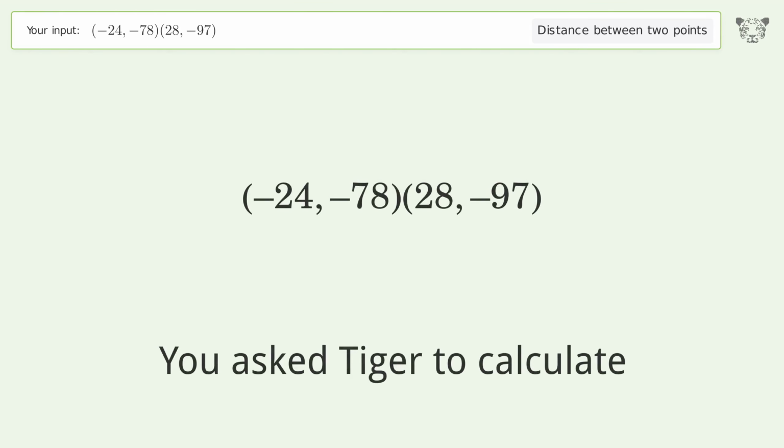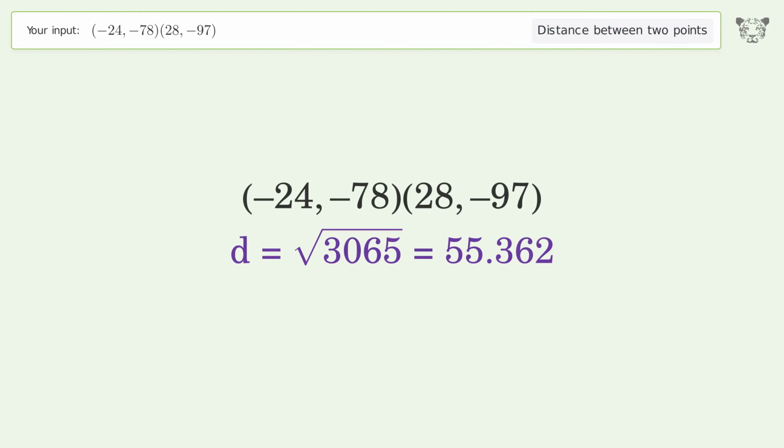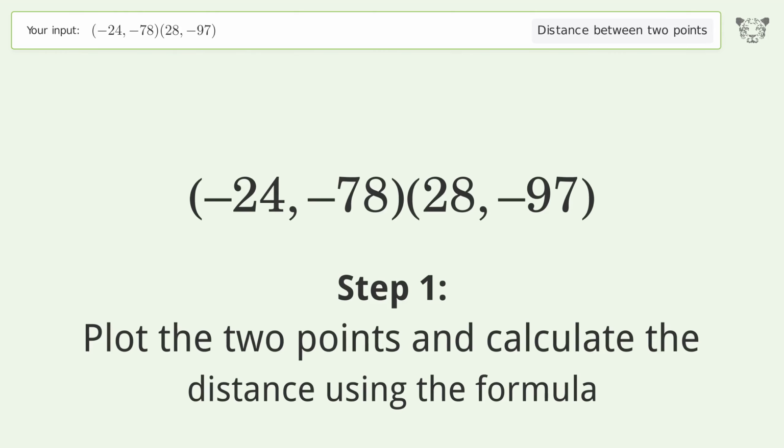You ask Tiger to calculate. This deals with the distance between 2 points. The distance between the 2 points is the square root of 3065 or 55.362. Let's solve it step by step. Plot the 2 points and calculate the distance using the formula.